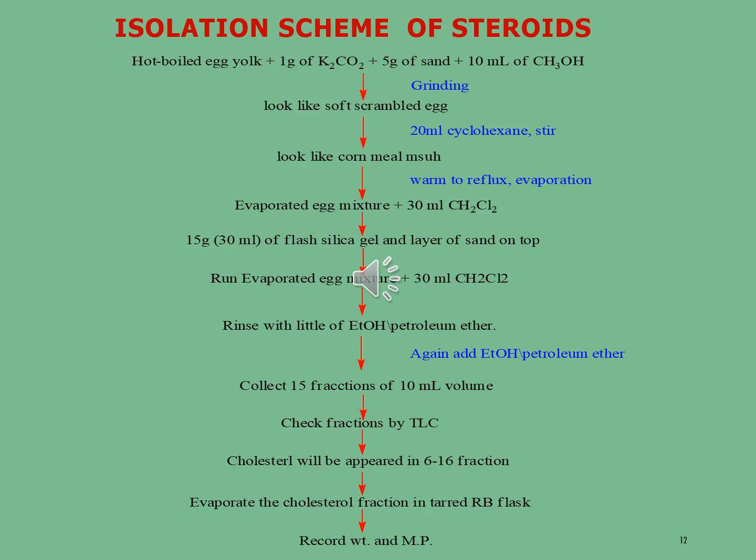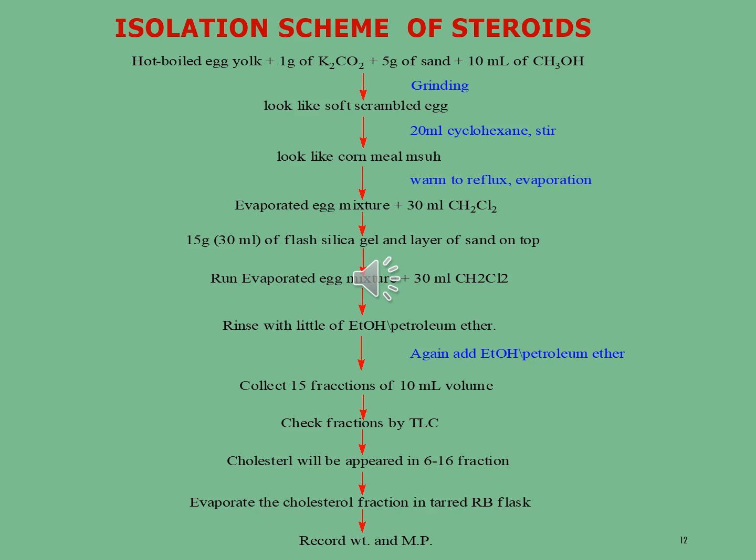So, in this way, from the column chromatography, we will get a total of 15 fractions and each fraction has 10 ml of volume. Now, each fraction is subjected to thin layer chromatography for the identification of the pure compound as well as for the presence of steroid molecules. So, the cholesterol will be spread into fractions 6 to 16. Now, after the evaporation of cholesterol fractions, we will get the cholesterol crystals in the round bottom flask.